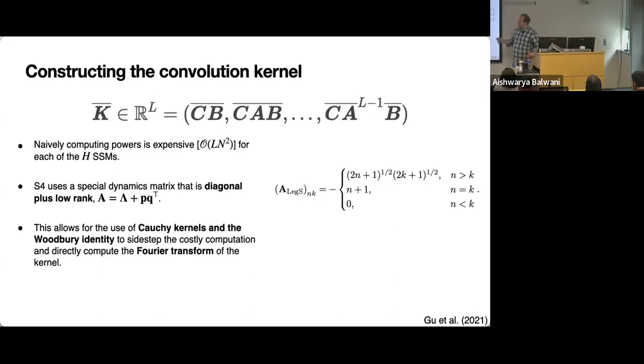The problem is that in order to even construct this convolution kernel, you've got to do a lot of work. You have to multiply these matrices to these powers, and you've got to do different powers for each time step in this kernel. Albert Gu, who did the preceding work on this stuff, did a lot of interesting mathematical work to show how certain types of dynamics matrices allow you to compute this very efficiently, but it only works for one-dimensional inputs and one-dimensional outputs.